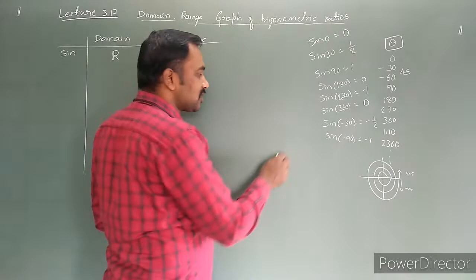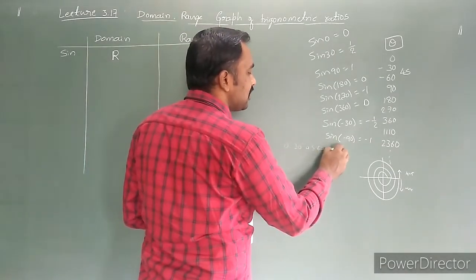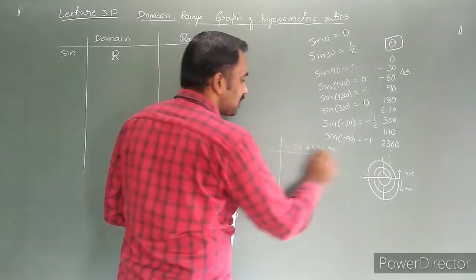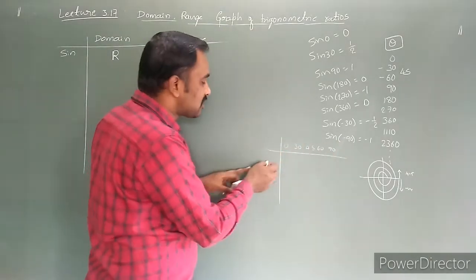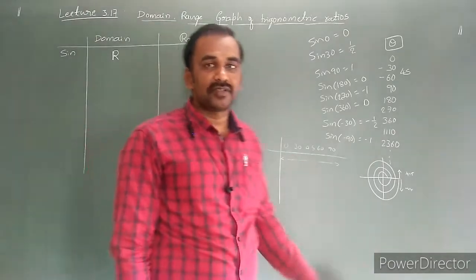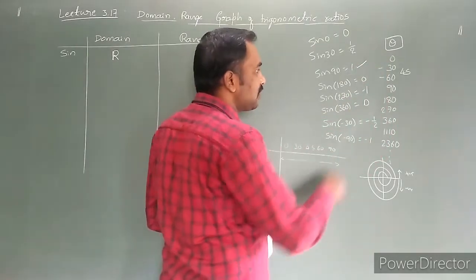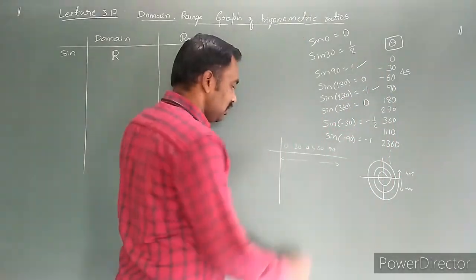So observe that, along with this, you can observe the table. The standard value table is also taken: 0 degree, 30 degree, 45 degree, 60 degree, 90 degree, 270, and the corresponding sine, cos, tan values. Observe in these values what is the maximum value and what is the minimum value. The maximum value is +1 and the minimum value is -1.